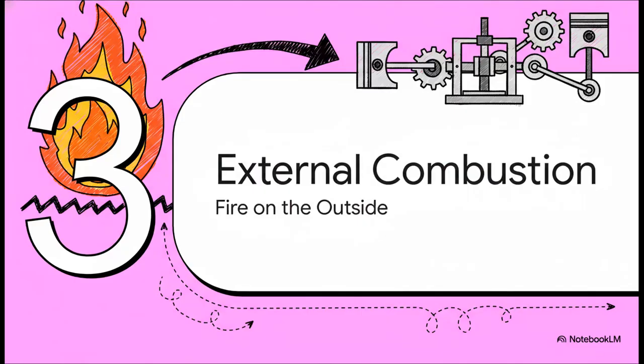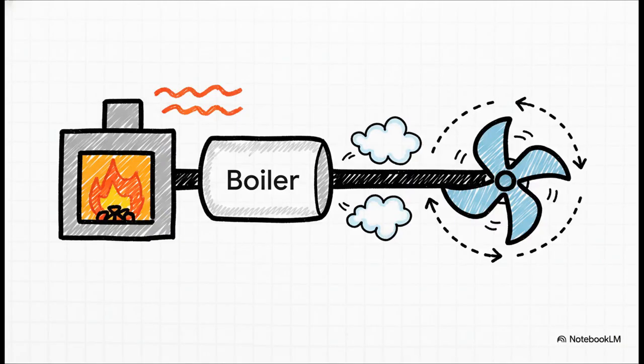Okay, so let's dive into this first type, where the heat source is actually kept separate from all the parts that are doing the moving. Remember that giant steam turbine we saw a second ago? Well, that's the classic example of external combustion. You've got a fire, usually in a huge furnace, and it's heating water in a boiler. It turns it into incredibly high-pressure steam. That steam is then shot out like a focused jet, blasting against a whole series of blades and forcing them to spin like crazy. It's kind of like a pinwheel, but powered by the world's most powerful kettle.